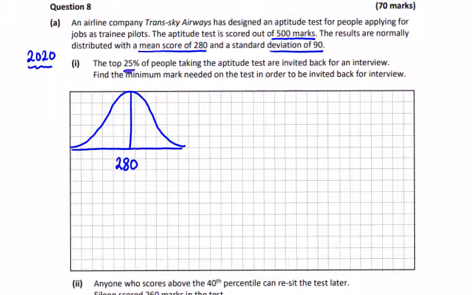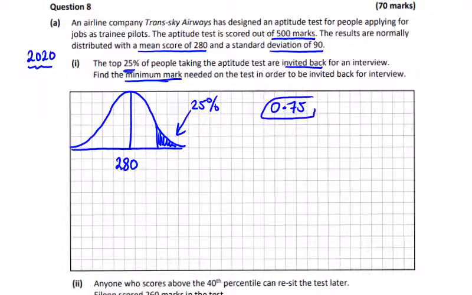Top 25% of people are invited back. Find a minimum mark required. So look, we've 25% in here. That's 25%. We're going to invite them back. So what do they have to score? So this would leave 75% to the left of it. So we're looking to find 0.75 in the Z-score table.